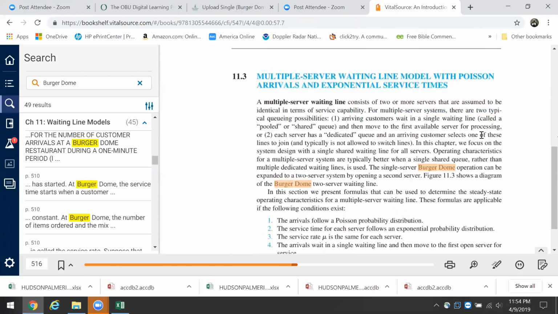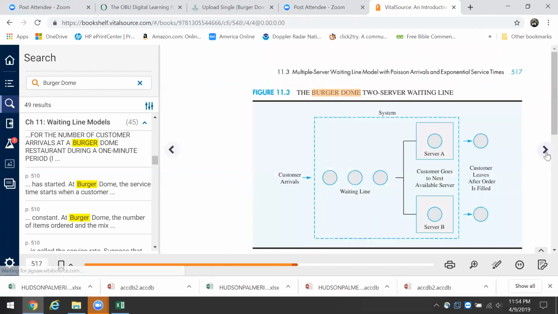And they will take over here. And here's a nice diagram. This is the Burger Dome, but with a 2-server waiting line. Now, here's where things can get inordinately complex. I want to talk about that for just a second.